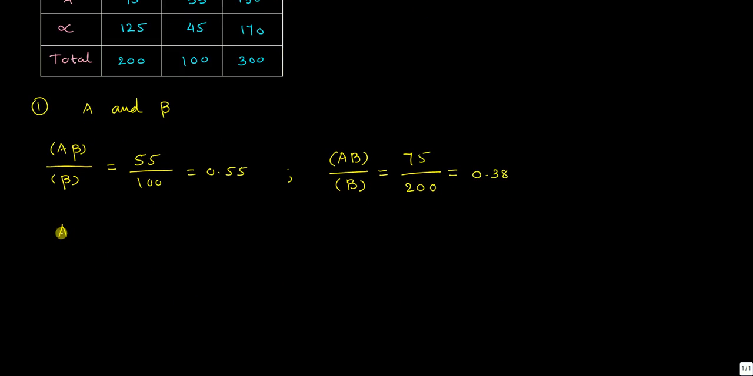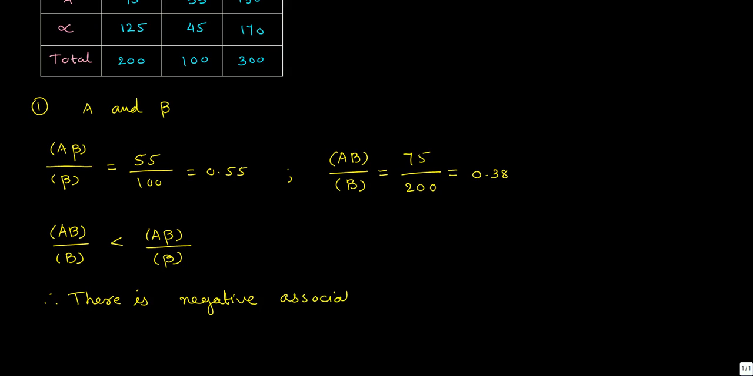AB upon B is sorry, not greater than, less than A beta upon beta. Therefore, there is negative association between A and beta. Okay.